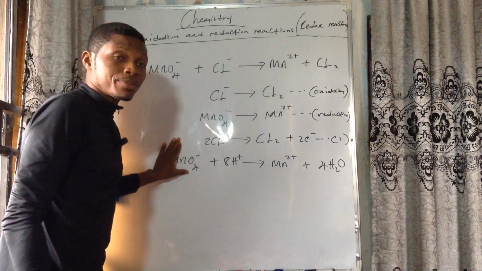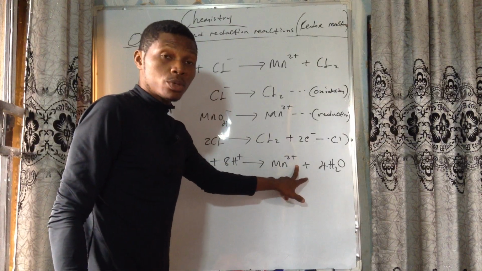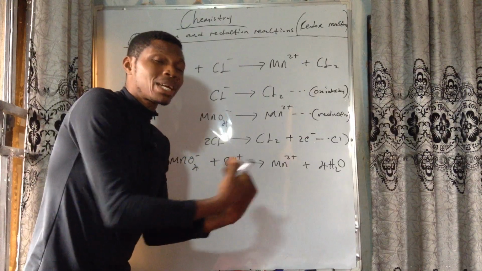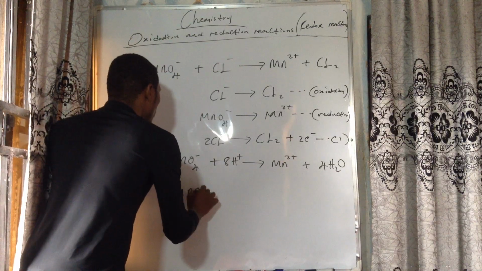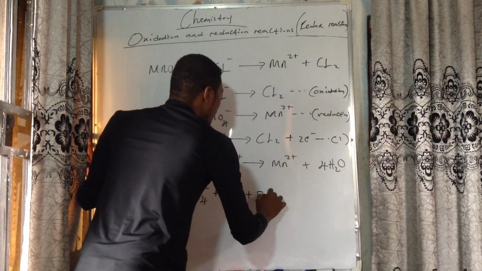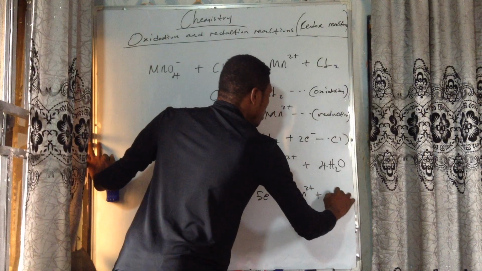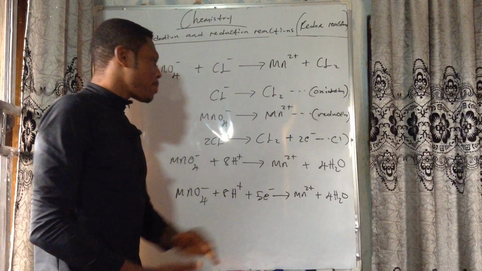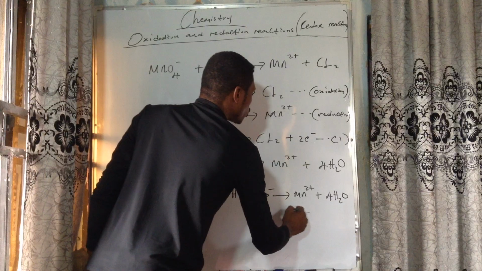Remember, this one is plus 7, reducing to 2. So what will you subtract from 7 to give you 2? Of course, it is 5. Now, you balance: MnO4 minus plus 8H plus plus 5 electrons, giving you Mn2 plus plus 4H2O. Now, you have clearly balanced this one by charge and by mass. So you can call it equation 2.